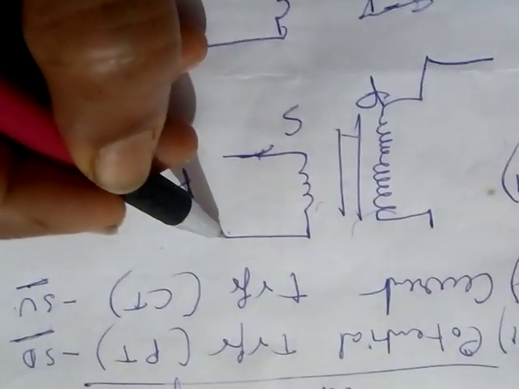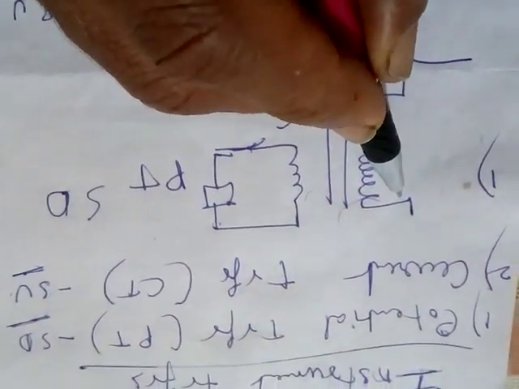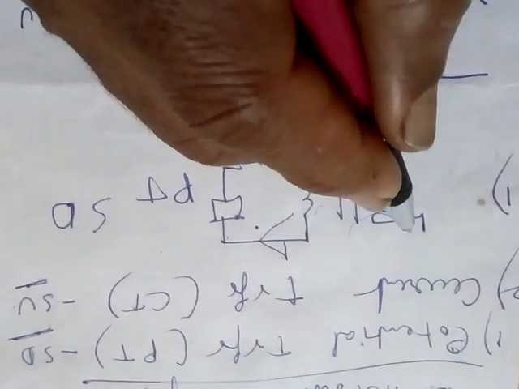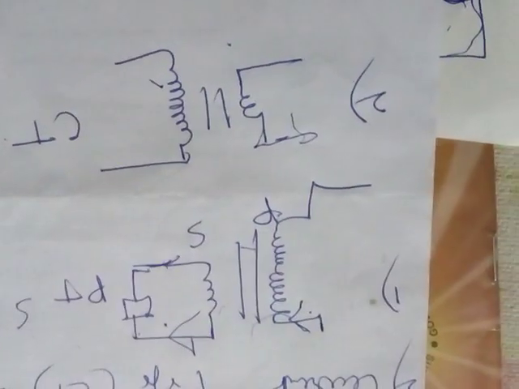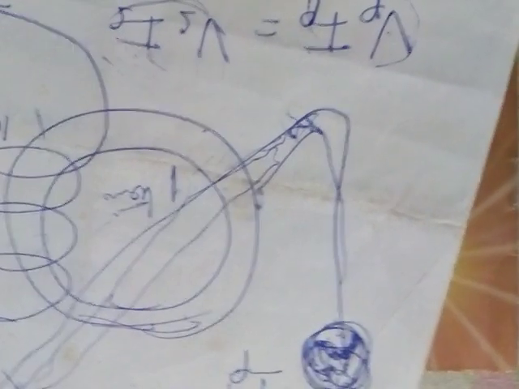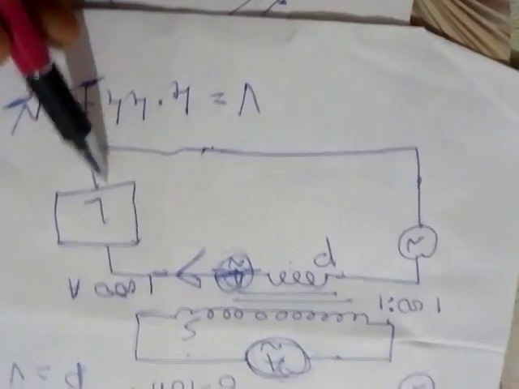See, in a normal transformer, you are connecting load here, so primary current is dependent on secondary current. If there is secondary current, then only there will be primary current. But in CT, it is not so. In CT, the primary is connected with the load, not secondary. That is the difference. In a CT, primary is connected with the load.